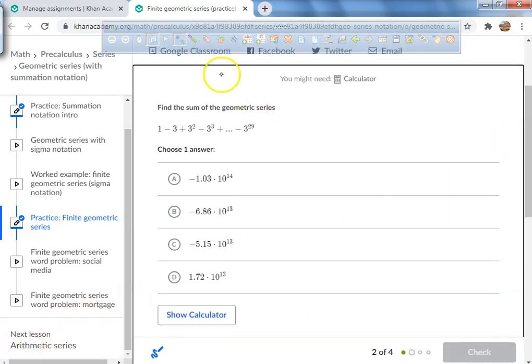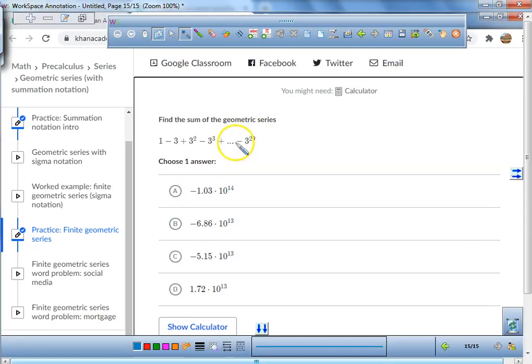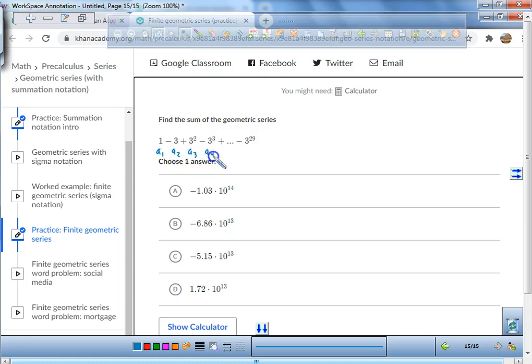Okay. All right, so this one is a little bit tricky, but it's not too bad. But you guys need to see what's happening. This is my first term. This is my second term. This is my third term. This is my fourth term.